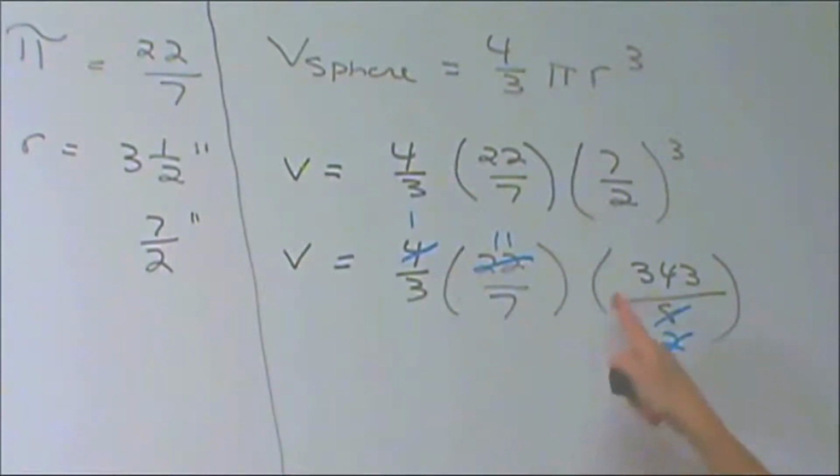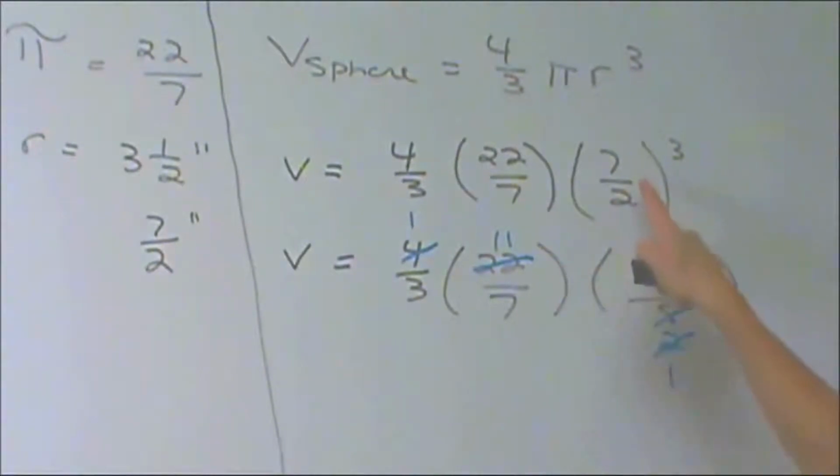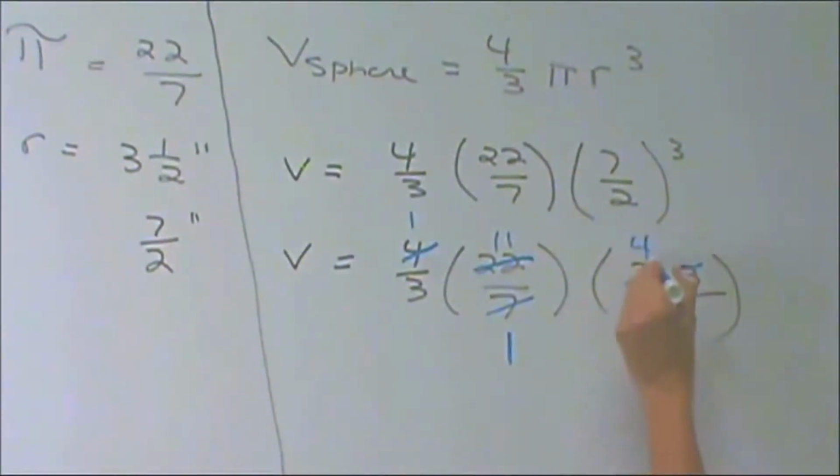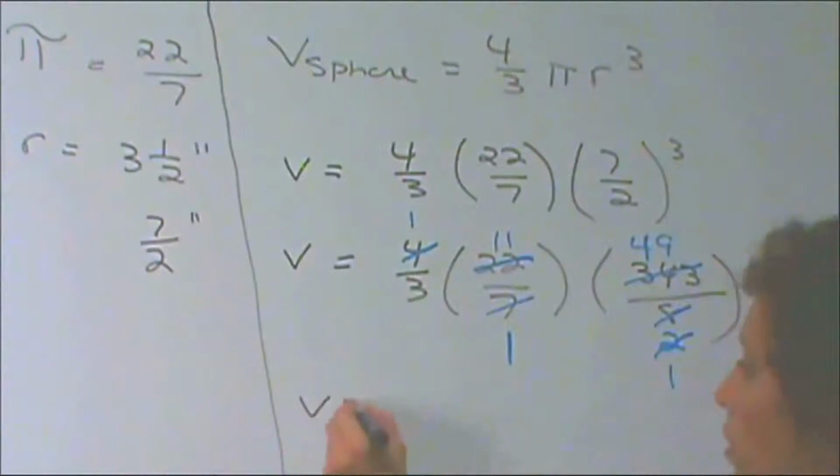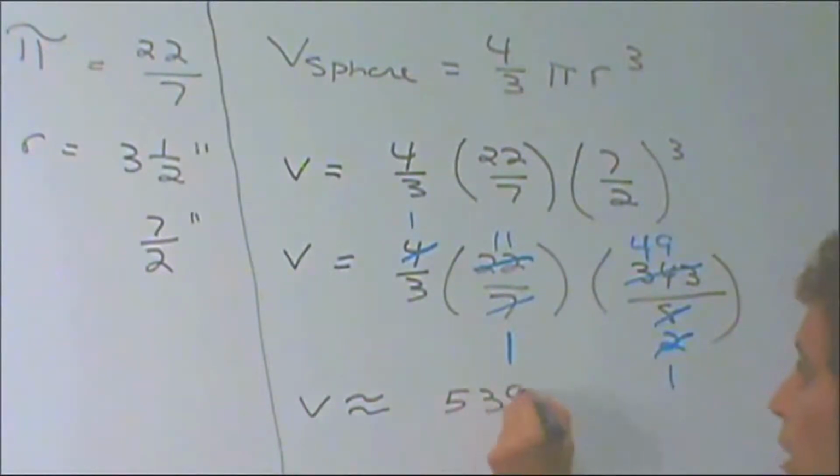Now I can reduce 7 and 343. I know 343 is divisible by 7 because we got 343 by cubing 7. So 7 goes into 7 once. 7 goes into 343 49 times. Now we can multiply the top. 1 times 11 is 11. 11 times 49 is 539. So the volume is approximately 539 over 3 times 1 is 3, and that's cubic inches. But that's not a cool answer, because what is 539 over 3?